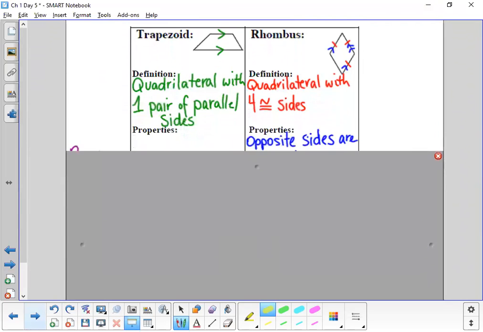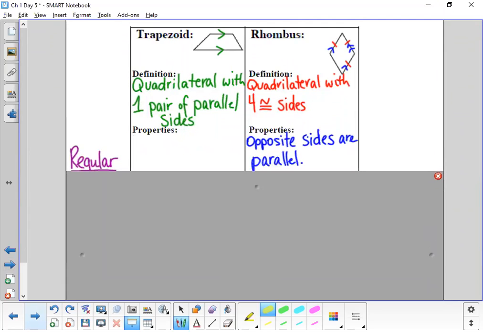Next up, we have trapezoid. A trapezoid is a quadrilateral with one pair of parallel sides. So you can see I've got the arrows here showing that those sides are parallel.